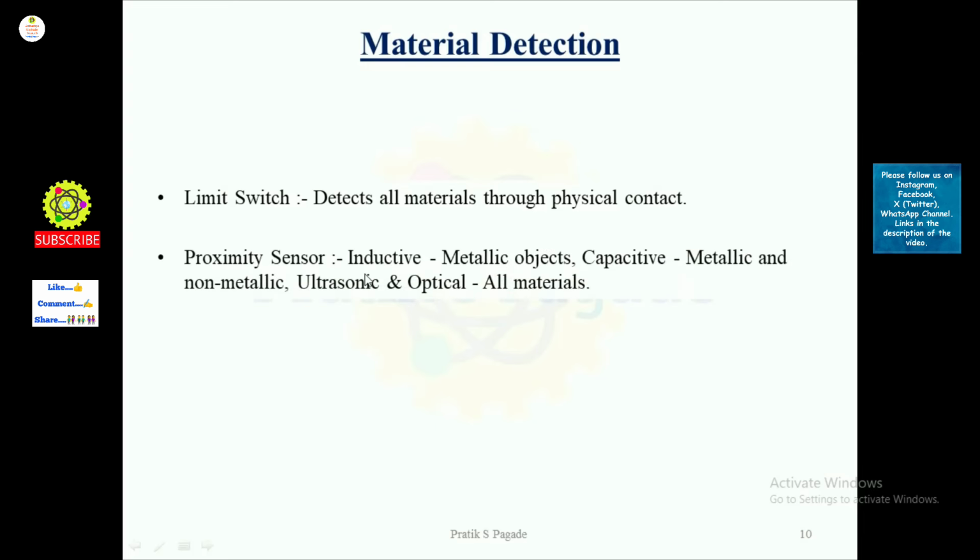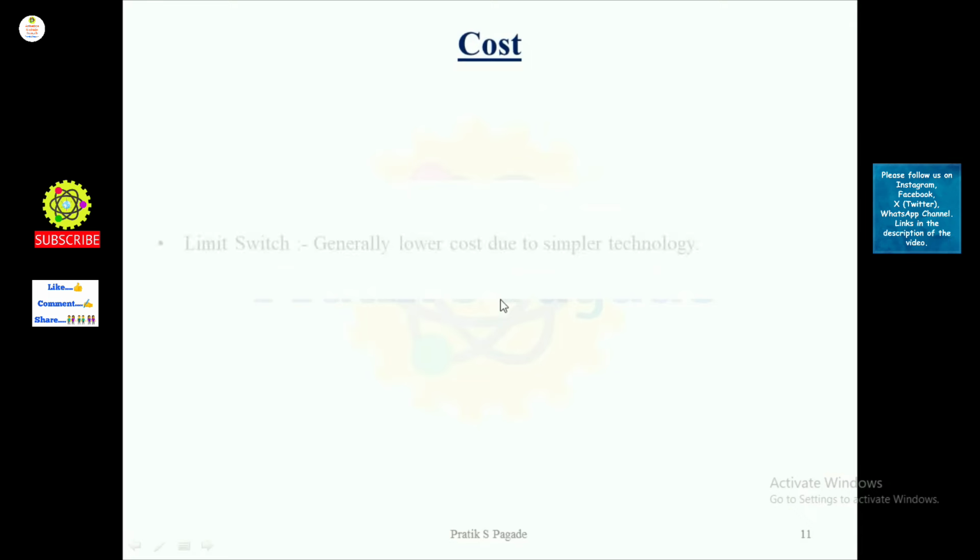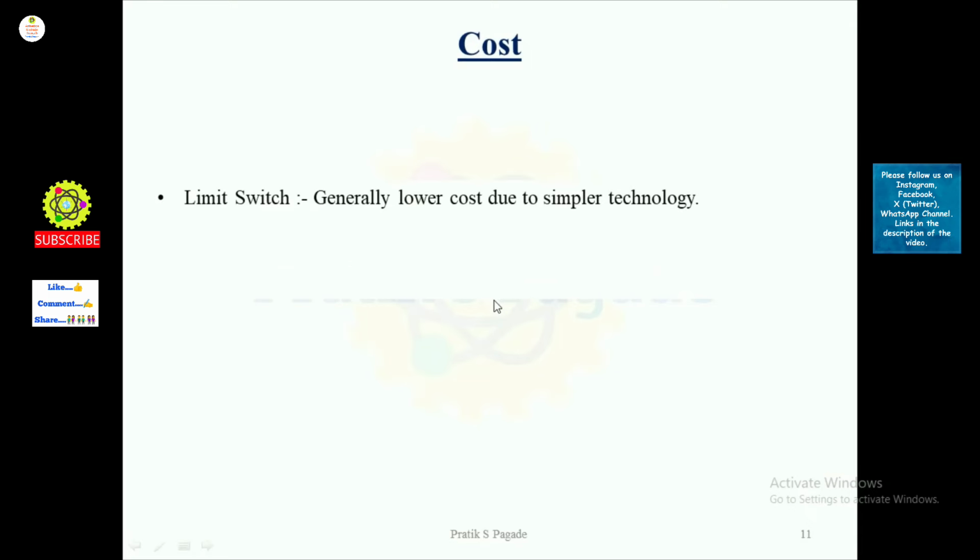Material detection. Limit switch detects all materials through physical contact only. Further, proximity sensors: inductive detects metallic objects only, capacitive proximity sensor detects metallic and non-metallic objects, ultrasonic and optical proximity sensors can detect all materials. Cost: limit switch generally has lower cost due to simpler technology, and proximity sensors have higher cost, especially for advanced sensor types.